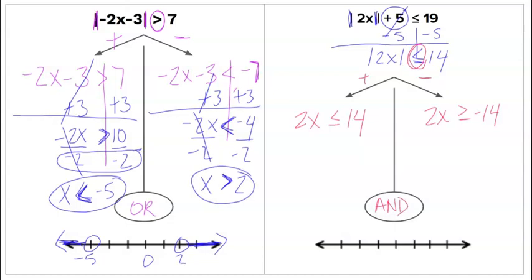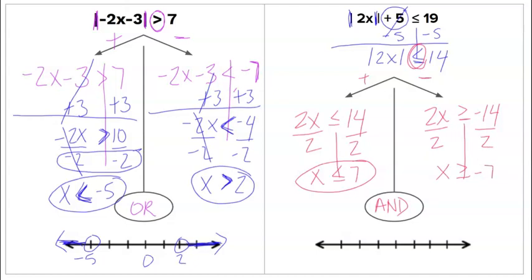And now we can solve for x. Undo the times 2 with divide by 2, and we get x is less than or equal to 7. 14 divided by 2 is 7. And then in our negative case, we divide by 2 on both sides, and we get x is greater than or equal to negative 7. So we have x is less than or equal to 7, and x is greater than or equal to negative 7. So to do that, we'll have closed circles at both negative 7 and positive 7, and then it's an and, so we shade between those two values.